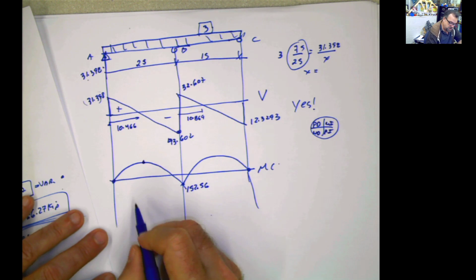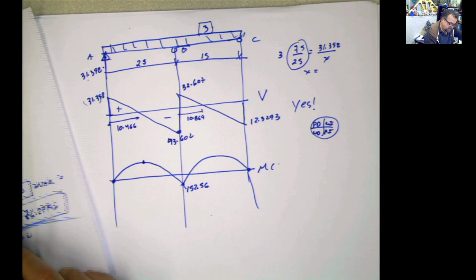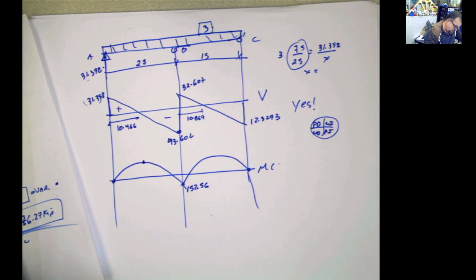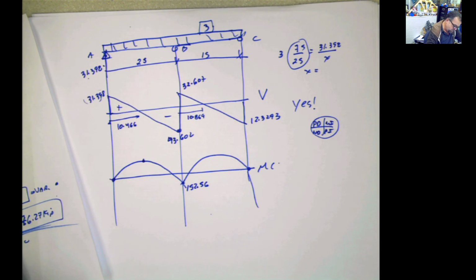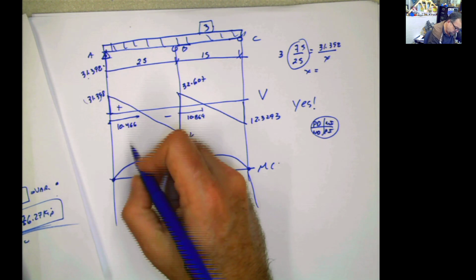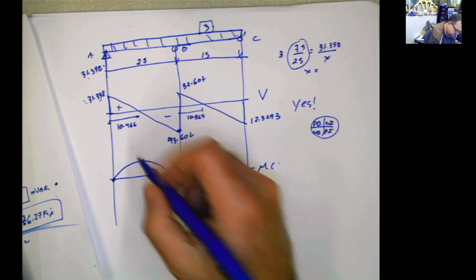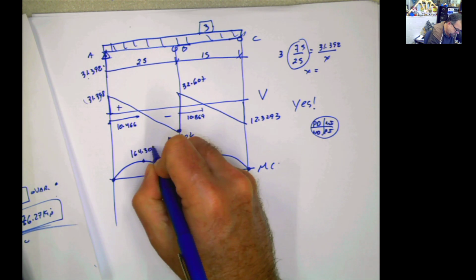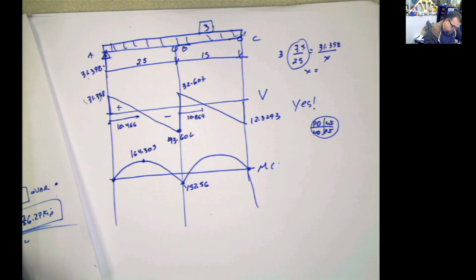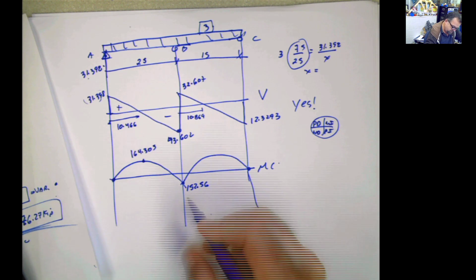Now this value here, what is this value here? 31.398, the area. 31.398 times 10.466 divided by 2. That should be, what? No, wait. 31.398 times 10.466 divided by 2. That makes more sense. 164.305. Just to be sure, minus 25 minus 10.466 multiplied by 43.602 divided by 2. Perfect, I'm here.